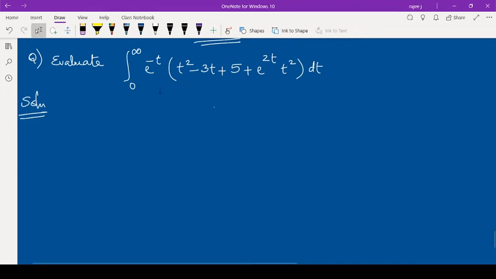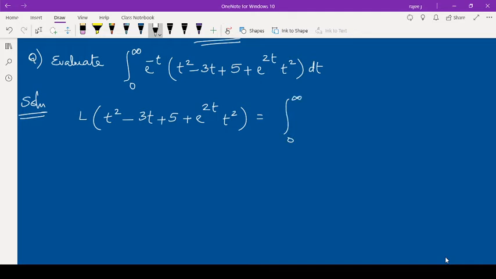Evaluate the integral from 0 to infinity of e to the power minus t squared times this one. So here, like in the lecture two days back, this is a particular case of that property which we did yesterday. So here, if I write L of t squared minus 3t plus 5 plus e raised to 2t, times t squared, this is equal to the integral from 0 to infinity of e to the power minus st f of t dt.